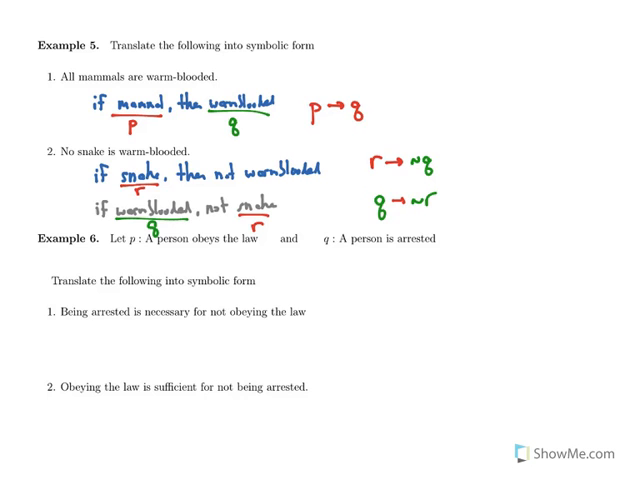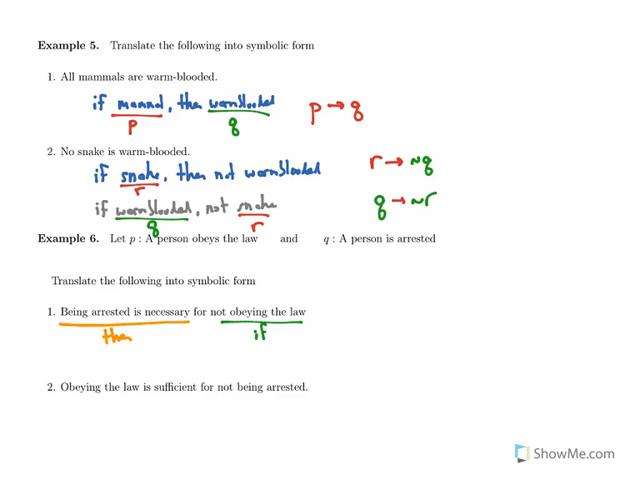And last example here, we have two statements. P, a person obeys the law, and Q, a person is arrested. Translate the following into symbolic form. Being arrested is necessary for not obeying the law. So here the necessary condition is being arrested. This is our consequent, our second part, the then part of our statement. Therefore, obeying the law is the if part of the statement.